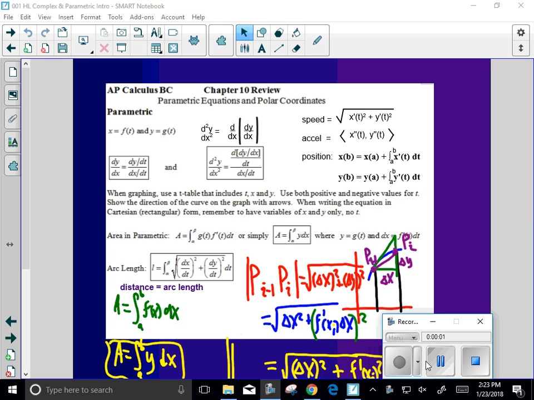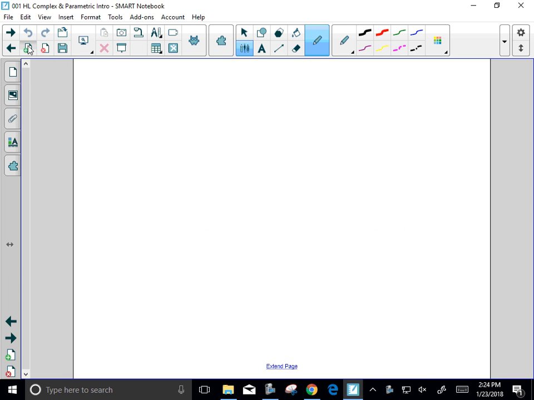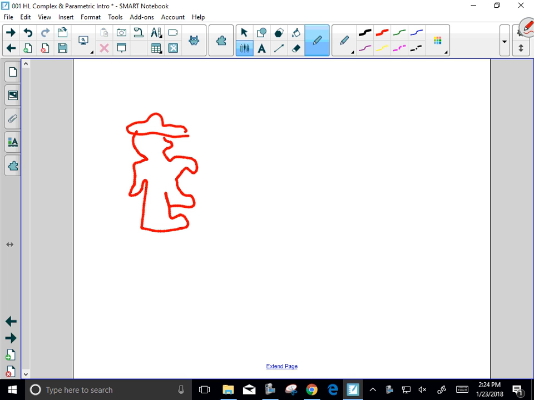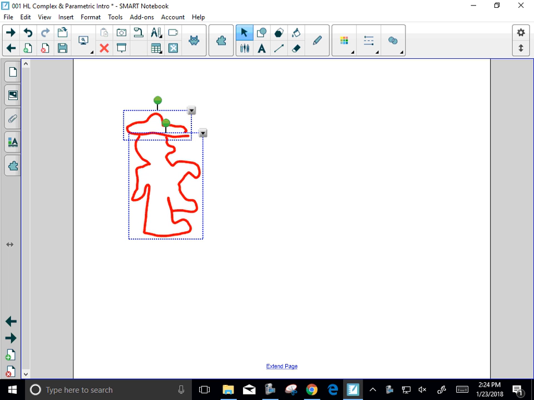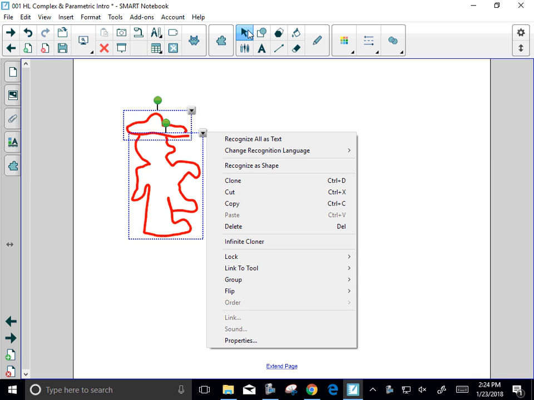All right, parametrics. If you want to know about parametrics, you need to know about this guy. You know who that is? You don't know who that is? That's Mario. Oh, and his disembodied head.